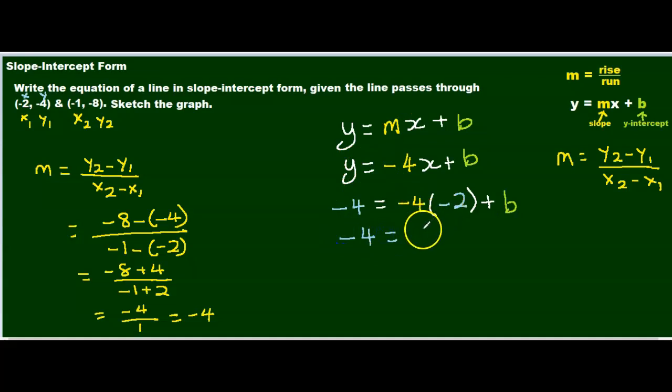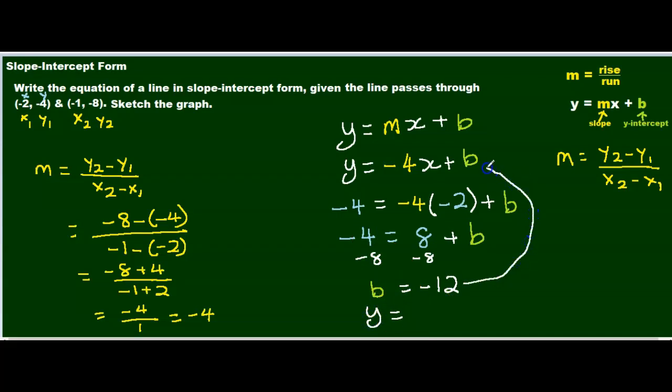Negative 4 times negative 2 is 8 plus b. Minus 8 on both sides. Our b equals negative 12, because negative 8 minus 4 is negative 12. So my y equals, I'm going to plug that back into here. So my y equals negative 4x minus 12. And that's my equation of that line.